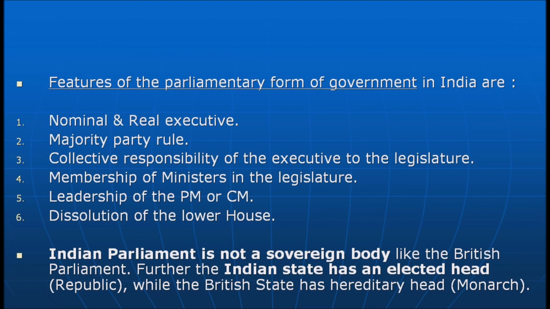Whosoever is from the royal family, like the king, the prince, the queen, they are all the head of the British state, whereas in India we have an elected head. That's why we are called a Republic.